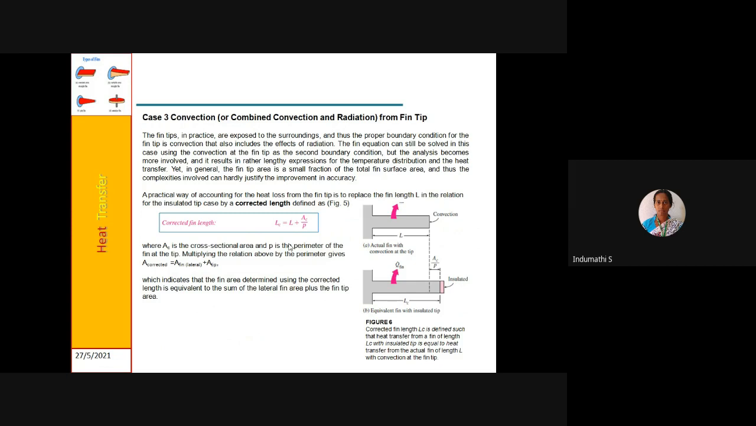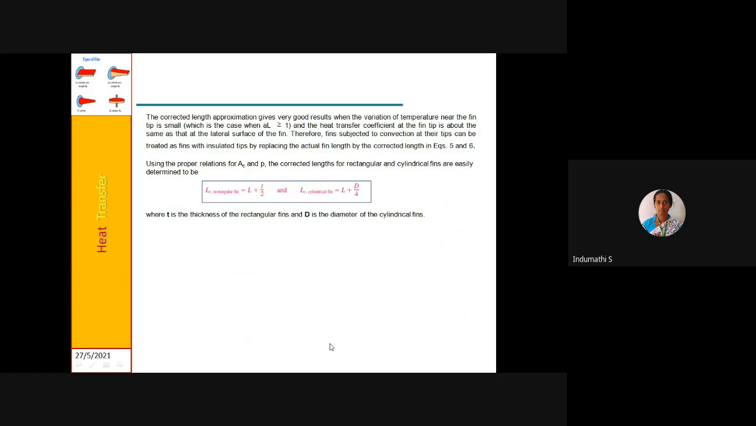So that indicates the fin area determined here, multiplying this relation by the perimeter, gives A corrected equals A fin lateral plus A tip. This expression indicates that the fin area determined using the corrected length is equivalent to the sum of the lateral fin area plus the fin tip area. This is the case for the rectangular as well as cylindrical fin. The corrected length expressions must be remembered: L plus d by 2 and L plus d by 4.